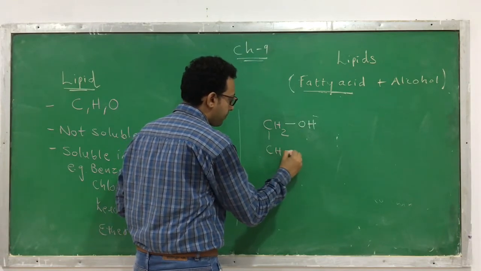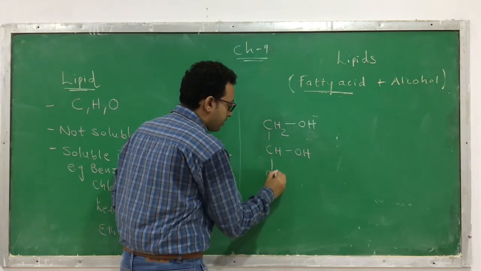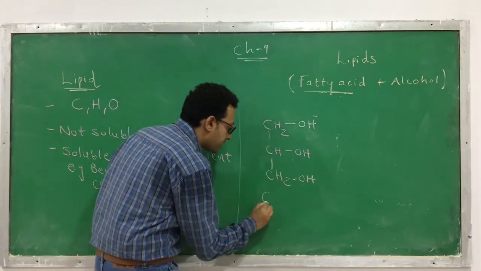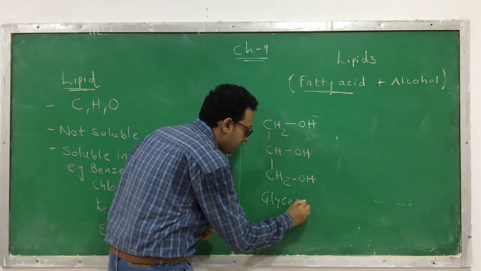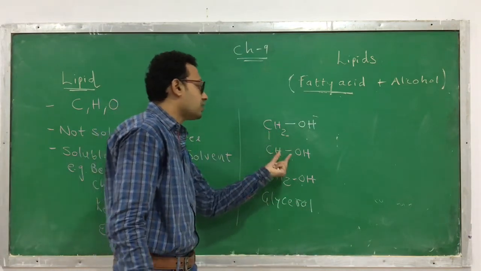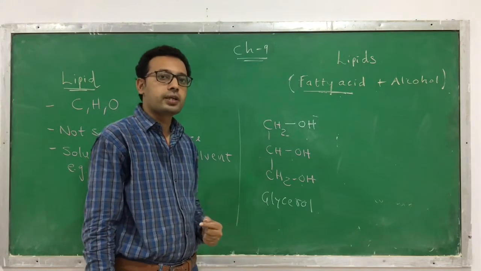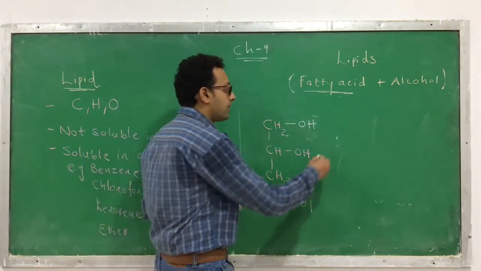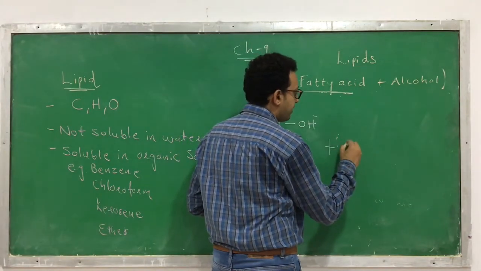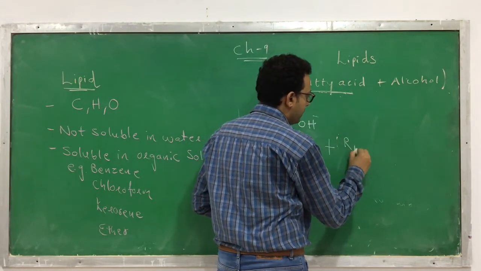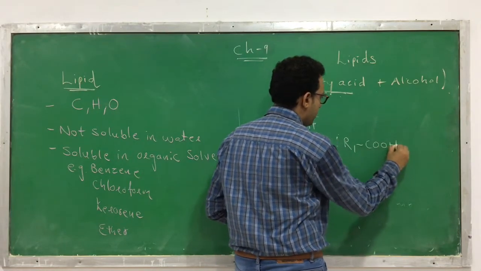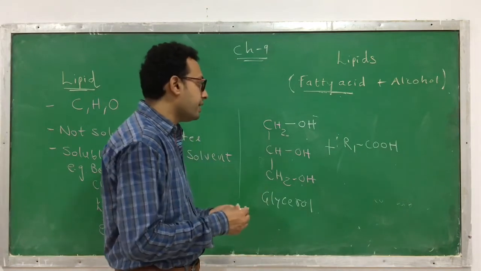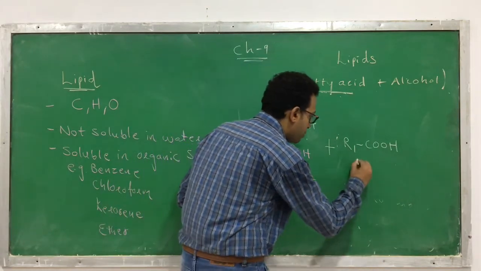This is an example of a trihydroxy alcohol. We are calling it glycerol. What is it called? Glycerol. CH2OH, CHOH, CH2OH. Okay, this is an example of an alcohol. This alcohol combines with a fatty acid, R1COOH. Okay, how does it combine? See how it combines. I'm showing over here.